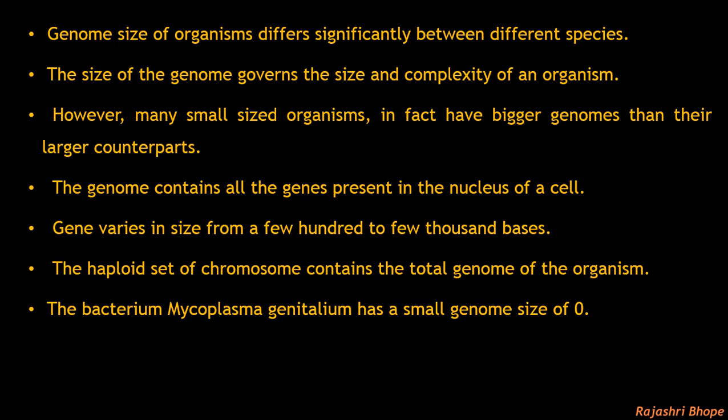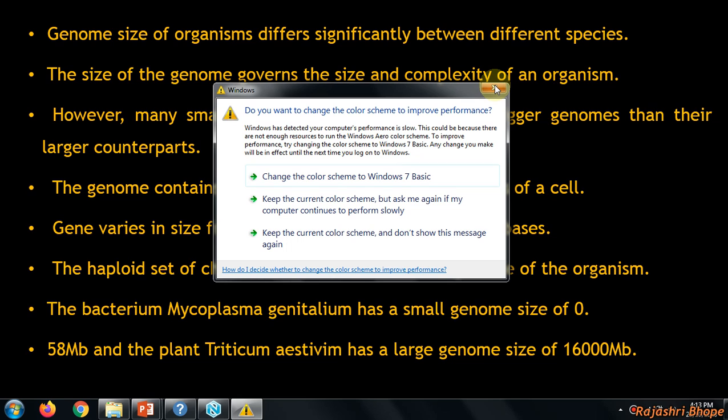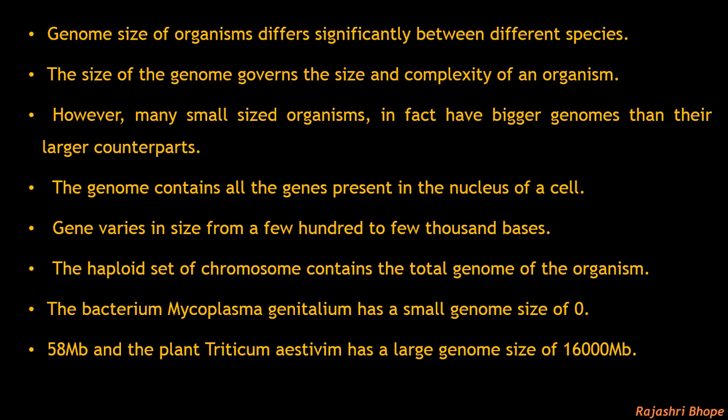The bacterium Mycoplasma genitalium has a small genome size. The smallest genome is of Mycoplasma, 58 MB. And the plant Triticum aestivum has a large genome size, 16,000 MB, mega base pairs. That is 16,000 into 10 raised to 9 base pairs. The genome size in human is 3200 megabases.